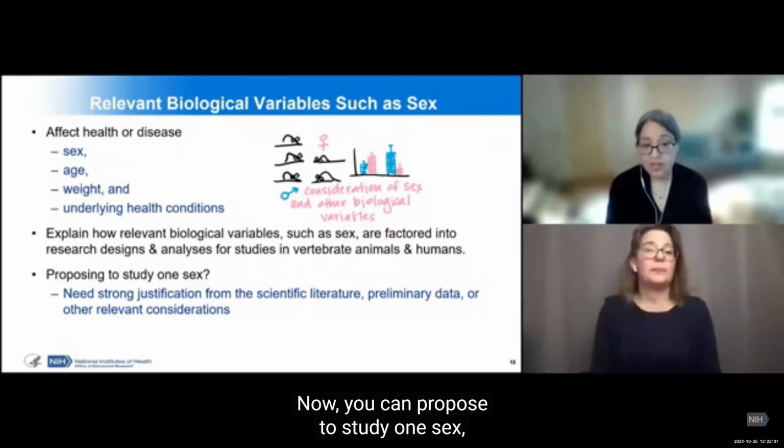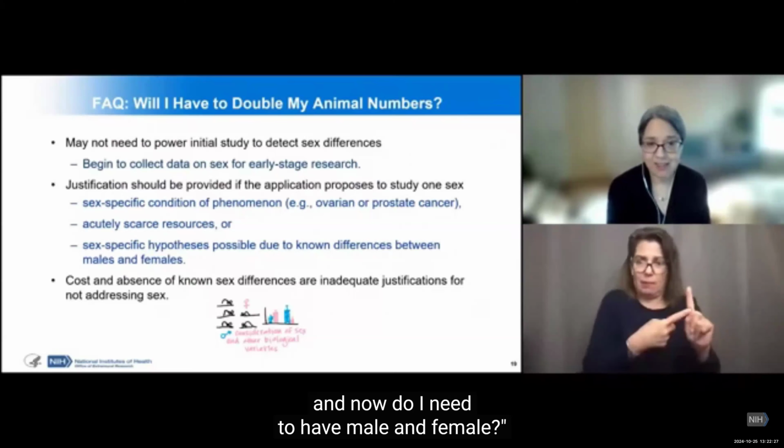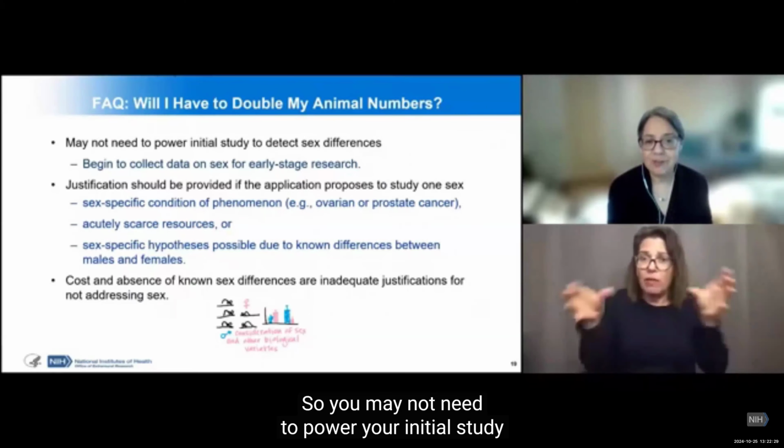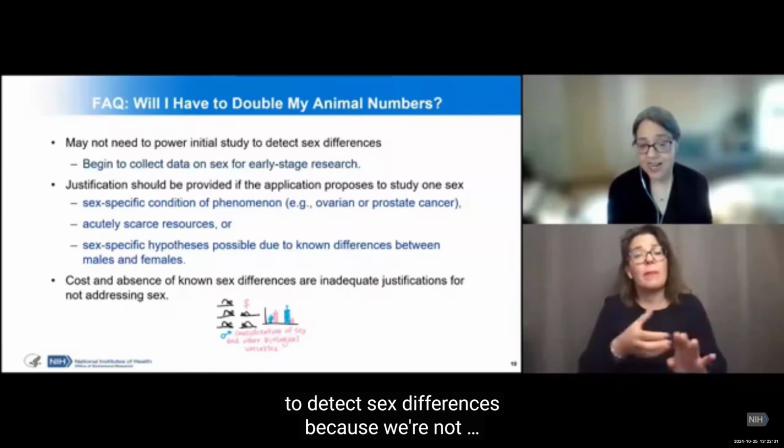Now, you can propose to study one sex, but you will need to provide a strong justification from the scientific literature or some preliminary data or other relevant considerations if you're going to do that. Okay, so the FAQ, or frequently asked question, around this is: will I have to double my animal numbers? So, if I'm doing all my studies in male mice, and now I'm going to have male and female. So you may have to power your initial study to detect sex differences.